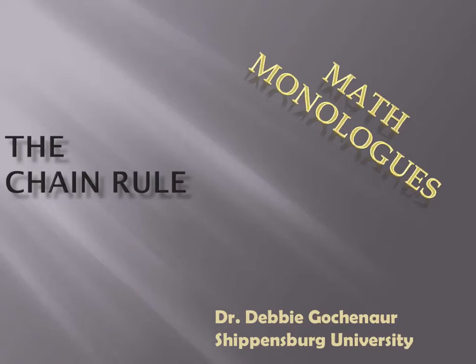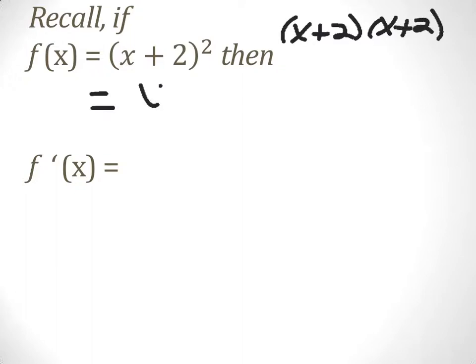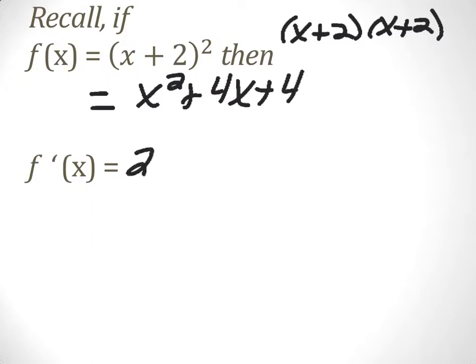Let's take a look at the chain rule. If you recall, when we had functions that look like this and we wanted to take a derivative, the easiest thing to do would be to go ahead and simplify this algebraically. So in other words, multiply x plus 2 times itself, which is what that exponent means, to give you x squared plus 4x plus 4. Then when you take the derivative of x squared, it's 2x, of 4x, it's plus 4, and of 4 is 0. And so then you are done.